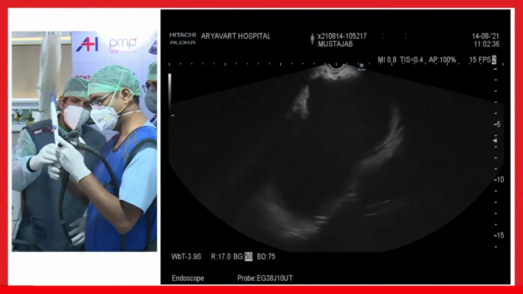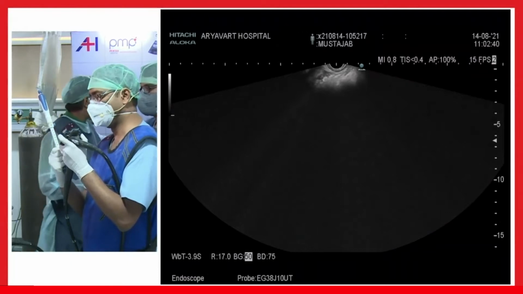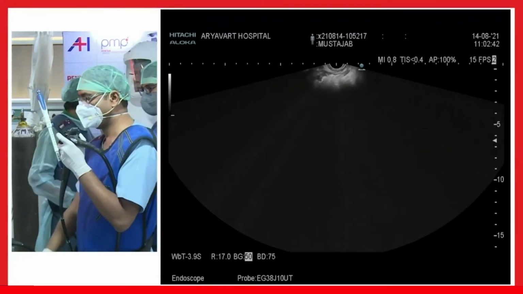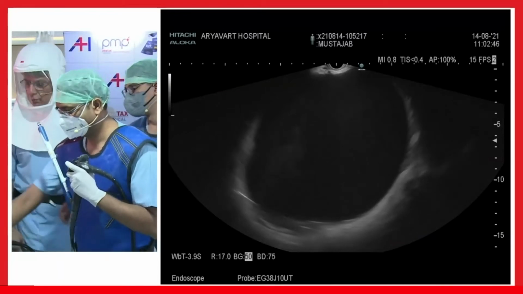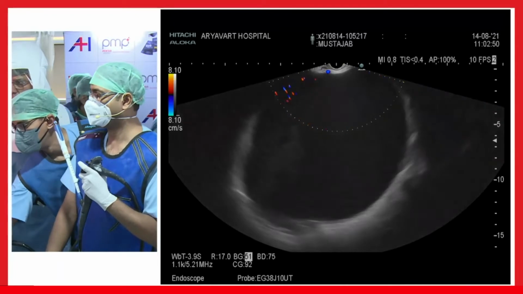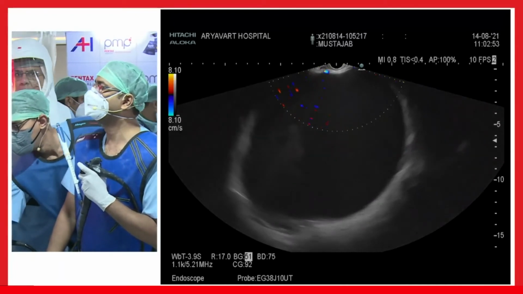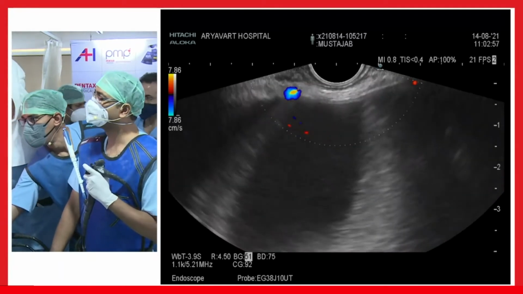So would you like to check for anything before puncturing the site? Yeah. As Dr. Ritesh has asked, before puncturing, please put the Doppler. So you can see that there is no... Increase the size of the box.